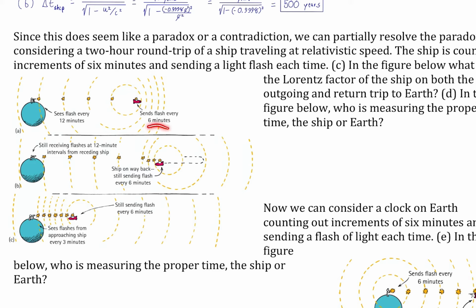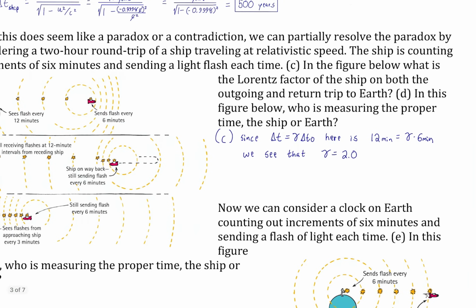And if we look at the difference between the elapsed time between each flash sent and each flash received, it's a difference of 2, isn't it? Right? So since delta t equals gamma times delta t naught, that's the expression for time dilation. And here the 12 minutes in Earth's reference frame, 6 minutes in the reference frame of the clock, then we get a gamma of 2.